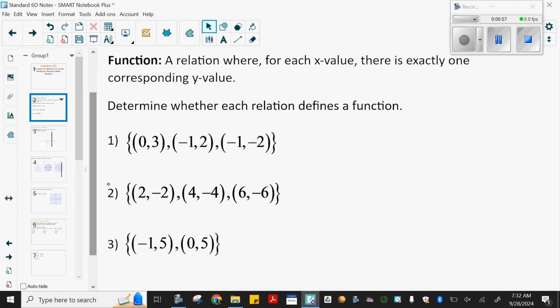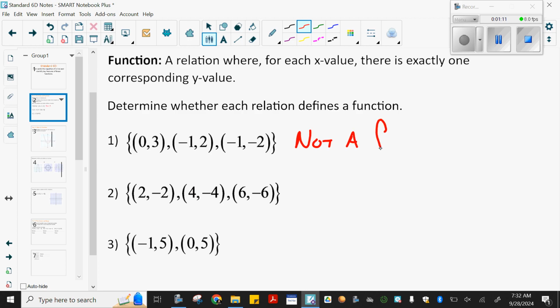So let's think about that. Let's look at this one here. We have 0, and its pair is 3. -1, its pair is 2. Here's -1 again, and it has a different pair, -2. Oh no! Not a function. Not a function because x is repeated and has a different answer. Each x has to have a separate y.